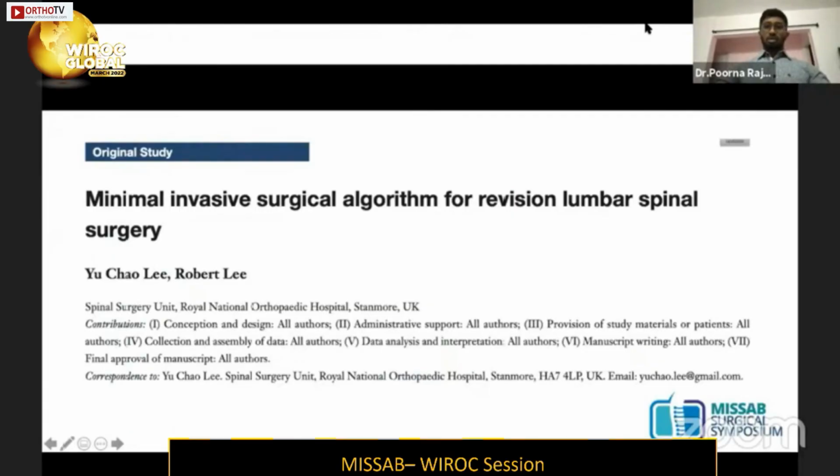So the topic for presentation today, as we all know, is MIS fusion in revision spine surgery. The article which I have selected here is an original study in the December 2019 issue of the Journal of Spine Surgery, by Lee et al.: Minimal invasive surgical algorithm for revision lumbar spinal surgery. He is a senior consultant spine surgeon and head of the spine surgery unit from Stanmore Royal National Orthopaedic Hospital.